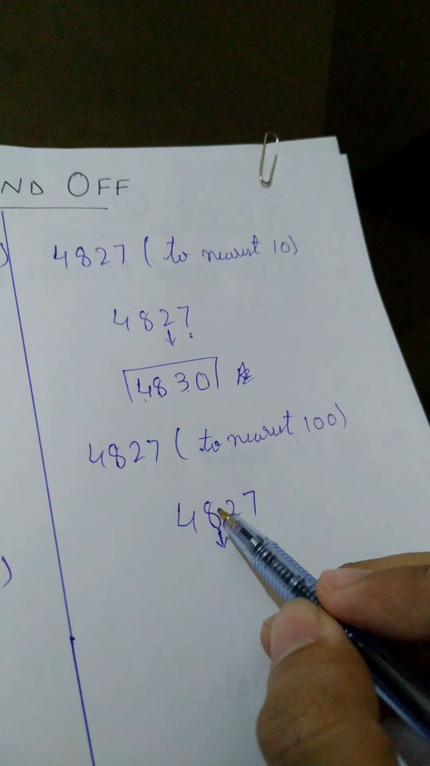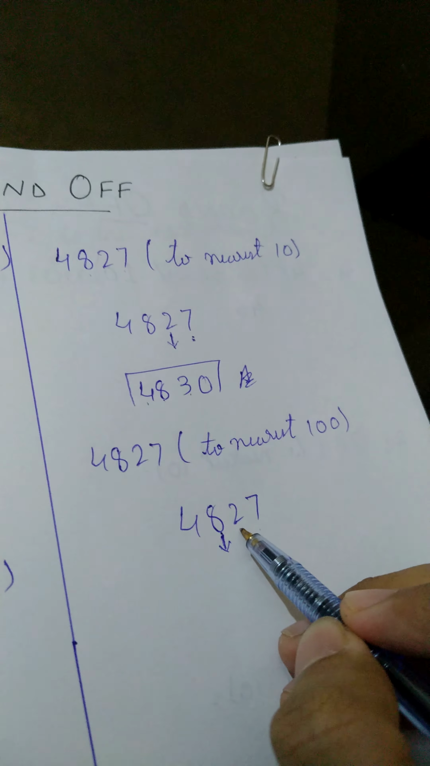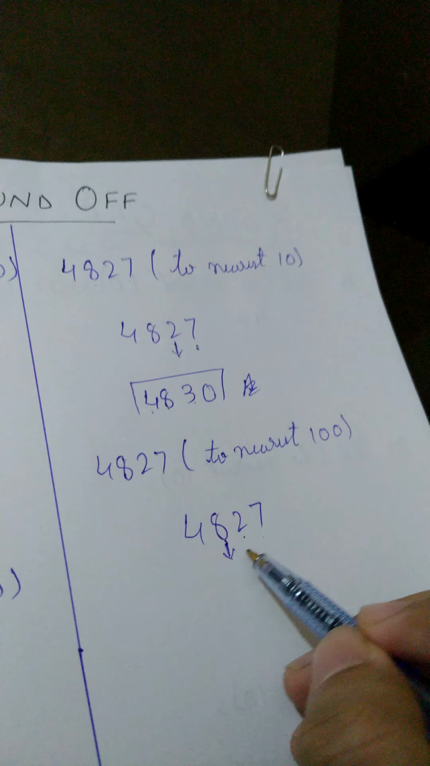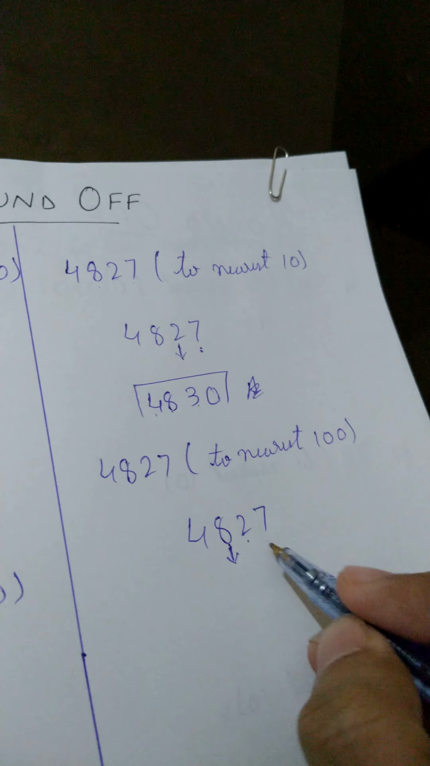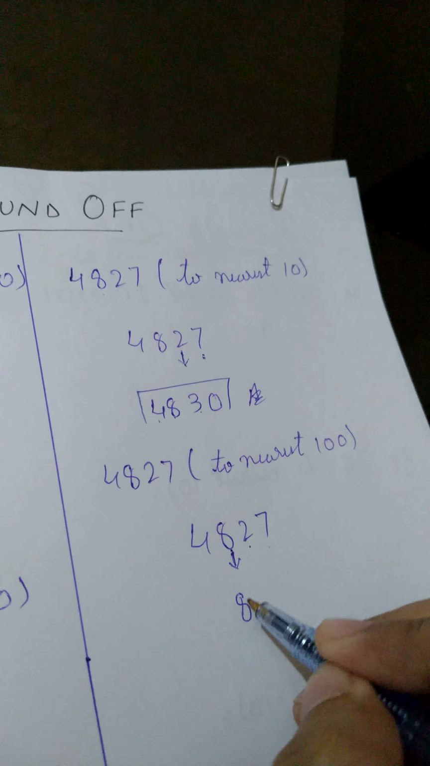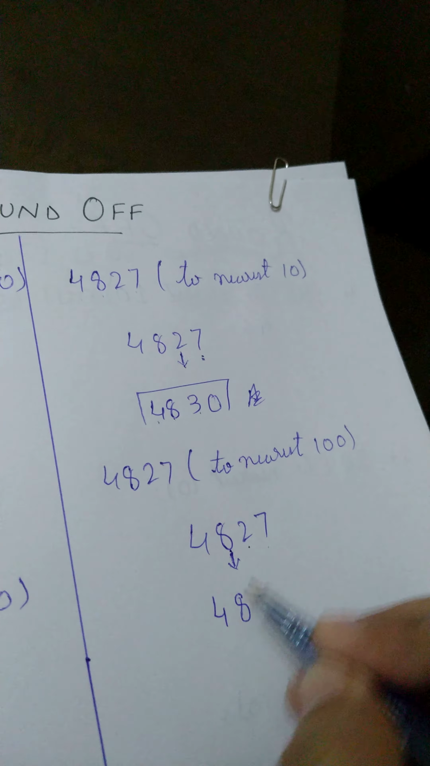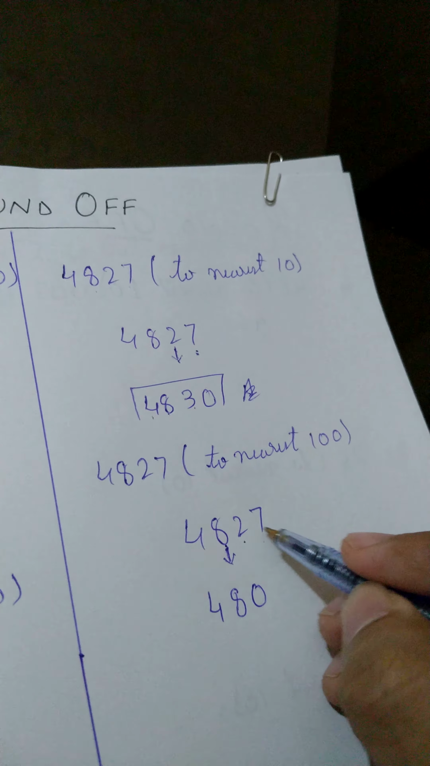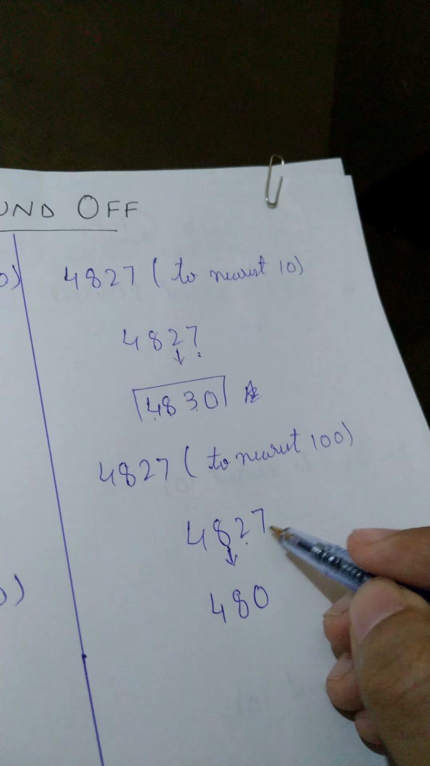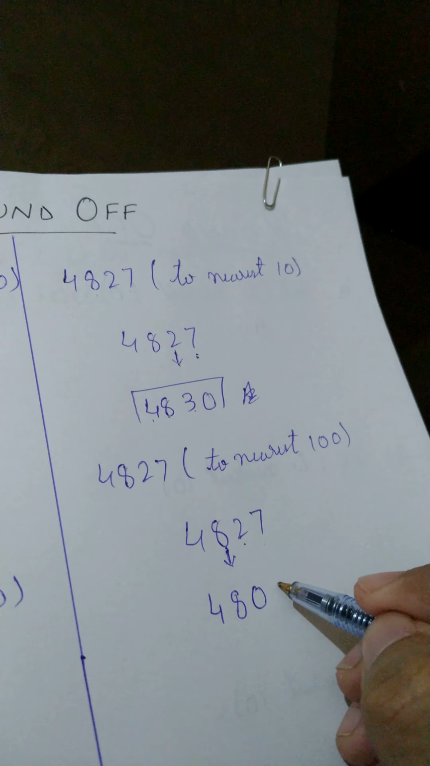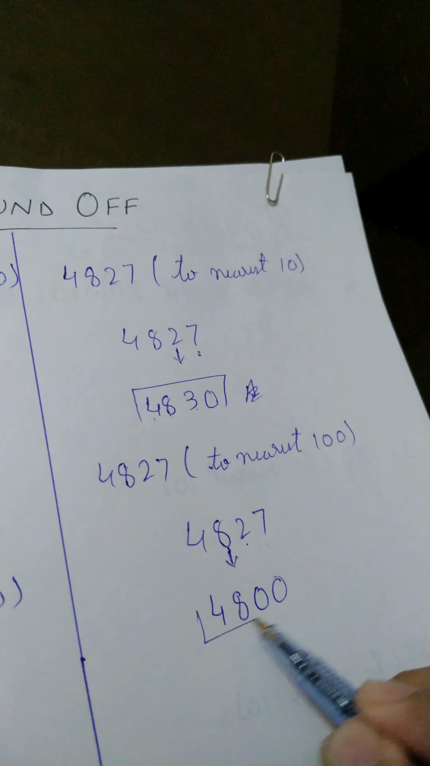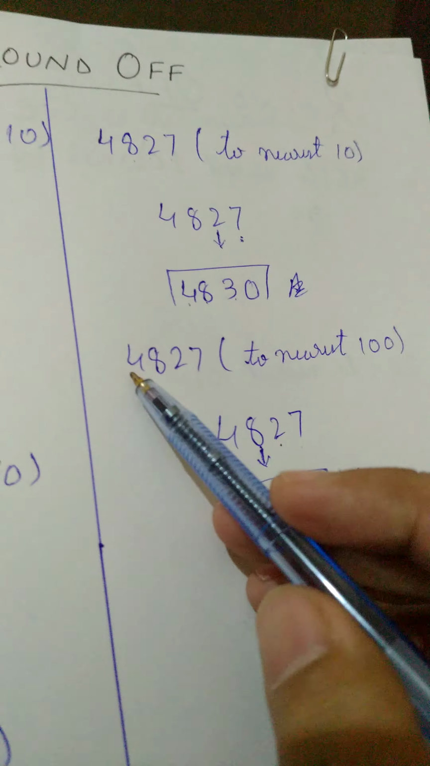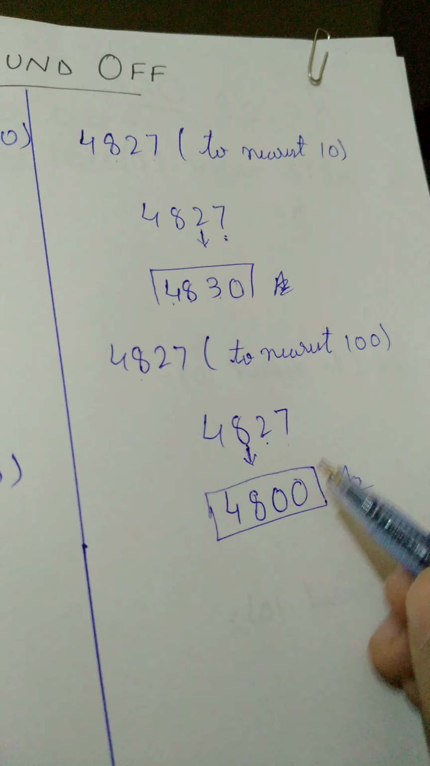I will look for the number on the right. The number is 2. If this number is greater than 5 or less than 5, this is less than 5, so I will round down. Okay, so 8 will come as it is, 4 will come as it is, this number will be rounded down. What about the 7? All the numbers on the right, if we move down or up, will be discarded and replaced with a 0 here. Okay, this is our answer. So 4827 to the nearest 100 is 4800.